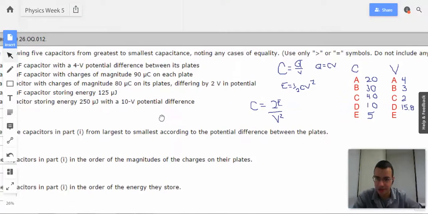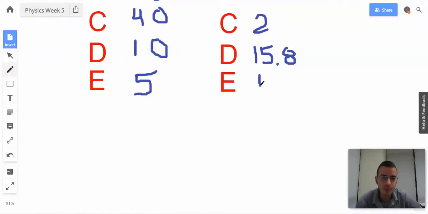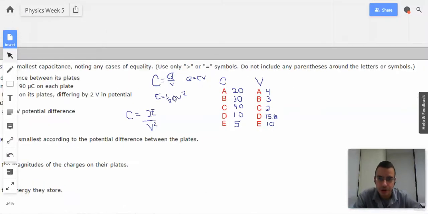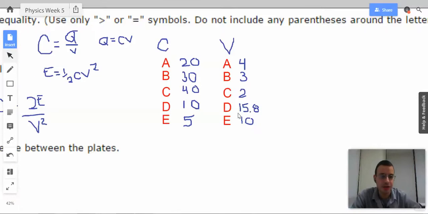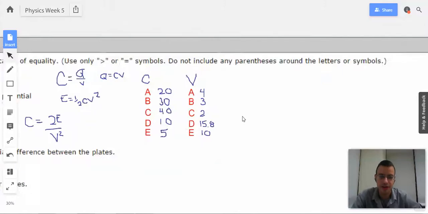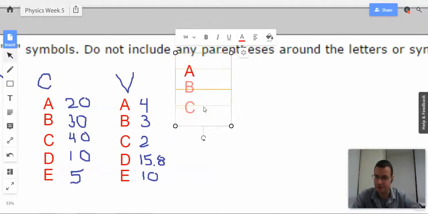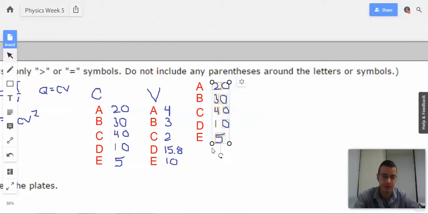And then for E, 10. Okay, so now we need to put them from greatest to smallest? So this will be D, E, A, B, C. Got it? Okay. Now I think the last thing that I copied was the letters. Let's see if it's true. Heck yeah, it's true. But it also came with the numbers.